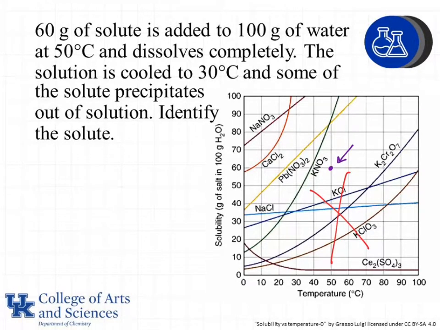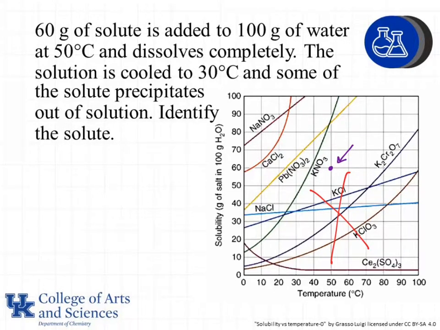So we can eliminate all of the lower substances as possibilities, because if I added 60 grams of any of those, it would be greater than the maximum amount that would dissolve and therefore would not dissolve completely in the 100 grams of water. This leaves me with four options for those compounds whose solubility is greater than 60 grams per 100 grams of water.